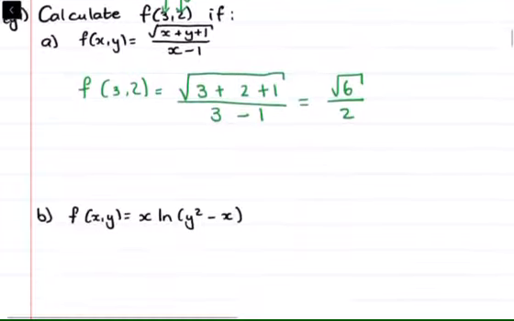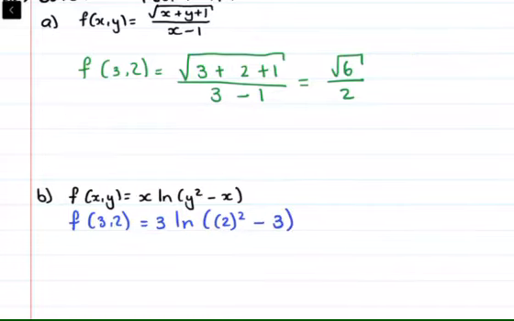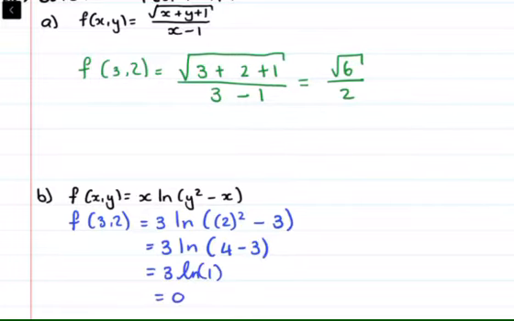Okay, then we move on. We still calculate f at 3, 2, if f of xy, this is the function, is given by x ln y squared minus x. So let's see how we do it. We find f at 3, 2. Remember that x is 3, ln y, which is 2 squared, minus x, the x value, which is 3. So then this is 3 ln 2 squared, which is 4, minus 3. So then this is 3 ln 1. And we know that ln 1 is 0.